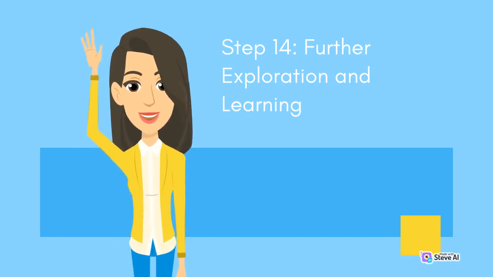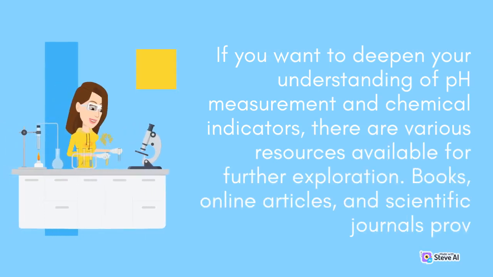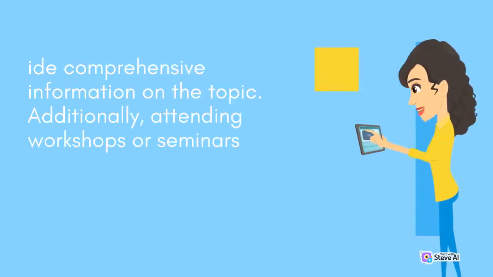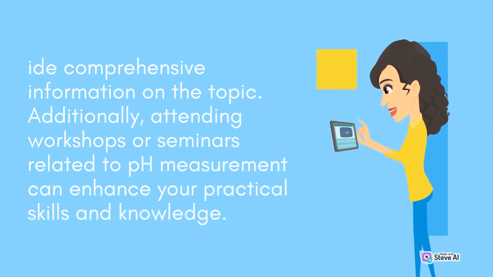Step 14. Further exploration and learning. If you want to deepen your understanding of pH measurement and chemical indicators, there are various resources available for further exploration. Books, online articles, and scientific journals provide comprehensive information on the topic. Additionally, attending workshops or seminars related to pH measurement can enhance your practical skills and knowledge.